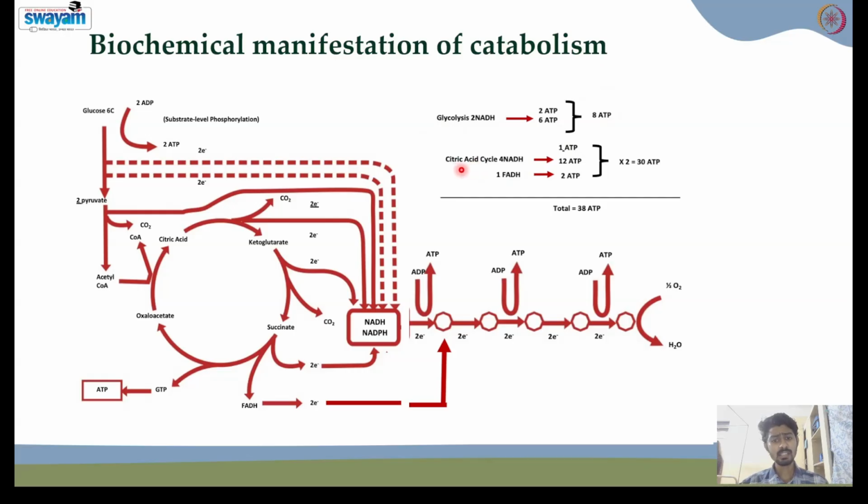Whereas in the case of the citric acid cycle, you will be getting 1 ATP, 4 NADH and 1 FADH2. With 1 NADH, we have already seen 3 ATP will be formed. So it is 4 into 3, which gives 12 ATP. And from 1 FADH2, you will be getting 2 ATP. Right? So if you calculate this, 1 plus 12 plus 2, you will be getting 15 ATP.